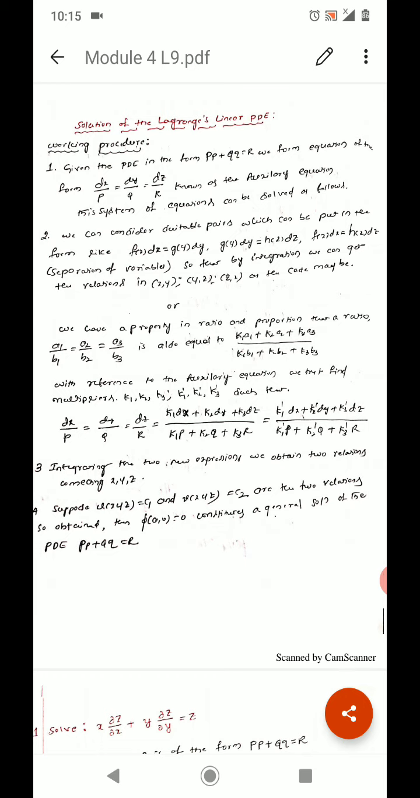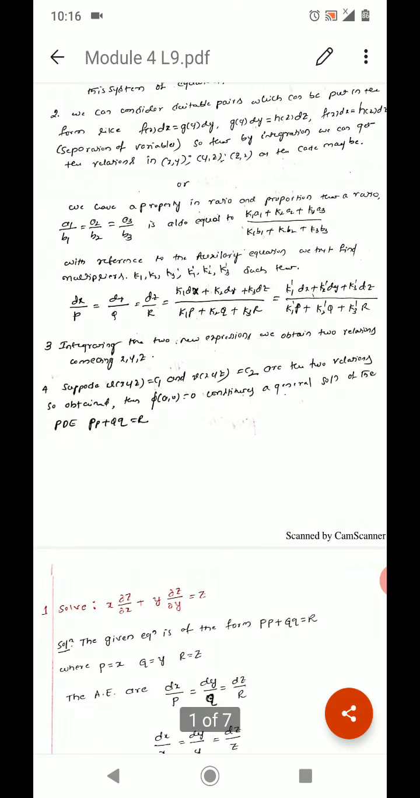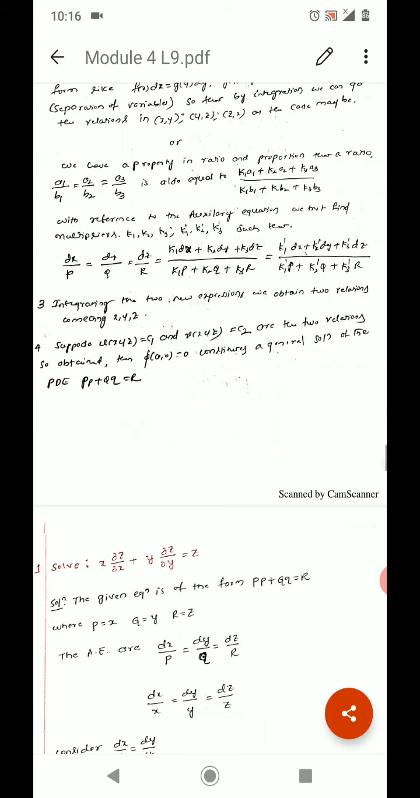So with reference to the auxiliary equation, we first find the multipliers k1, k2, k3, k1 dash, k2 dash, k3 dash, such that dx by P is equal to dy by Q is equal to dz by R, which is also equal to k1 into dx plus k2 into dy plus k3 into dz divided by k1P plus k2Q plus k3R, which can also be written as k1 dash into dx plus k2 dash into dy plus k3 dash into dz divided by k1 dash P plus k2 dash Q plus k3 dash R. We will write this form to obtain the values of k1, k2, k3, k1 dash, k2 dash, and k3 dash.